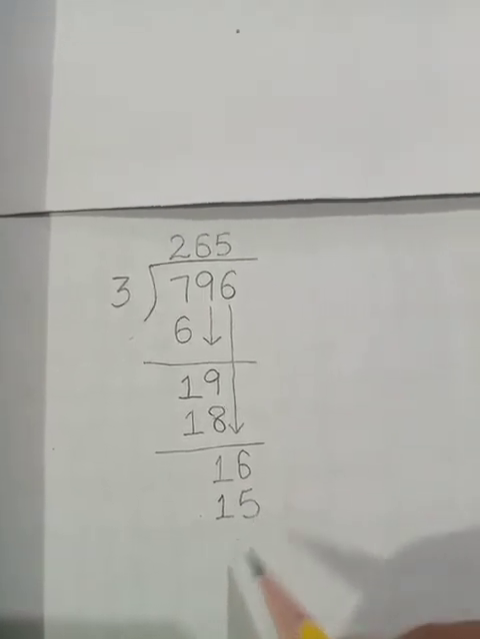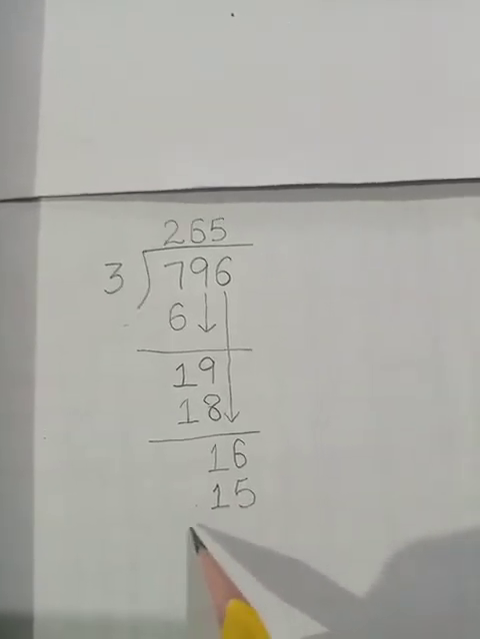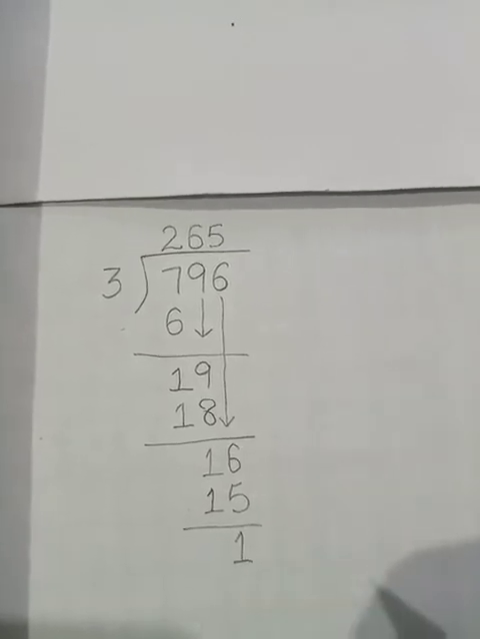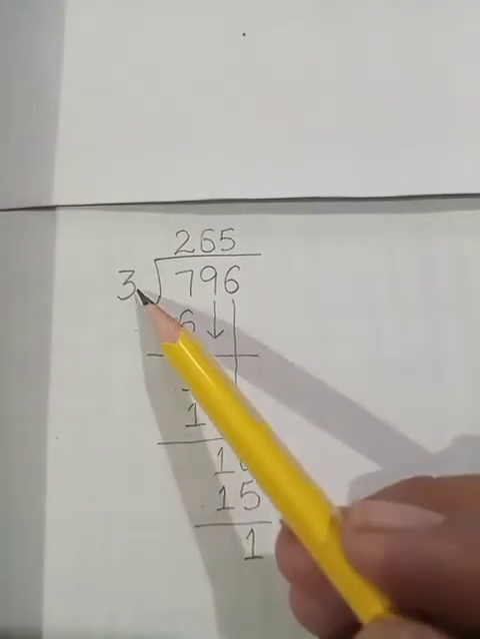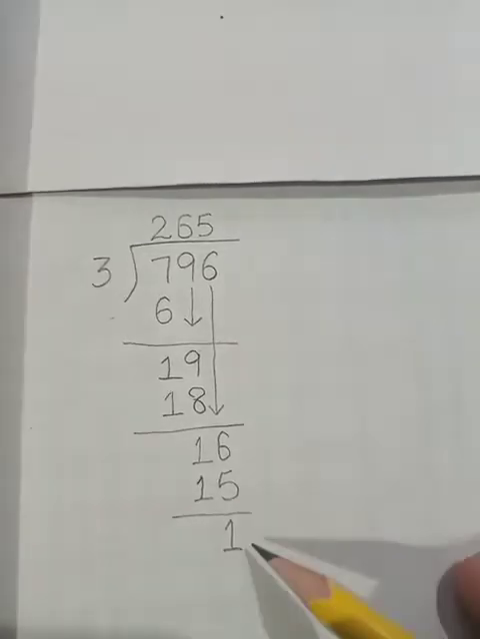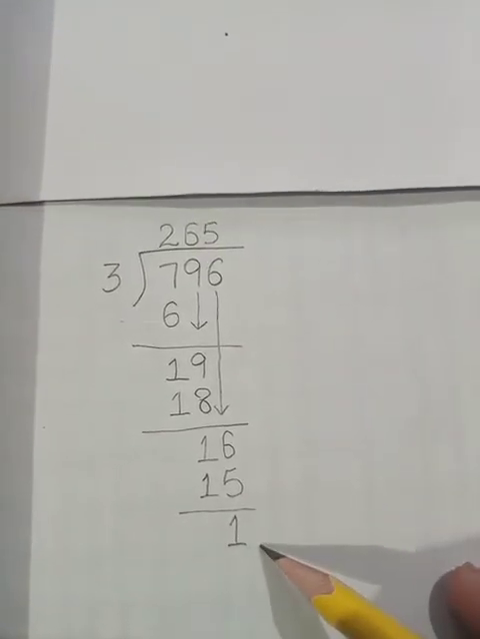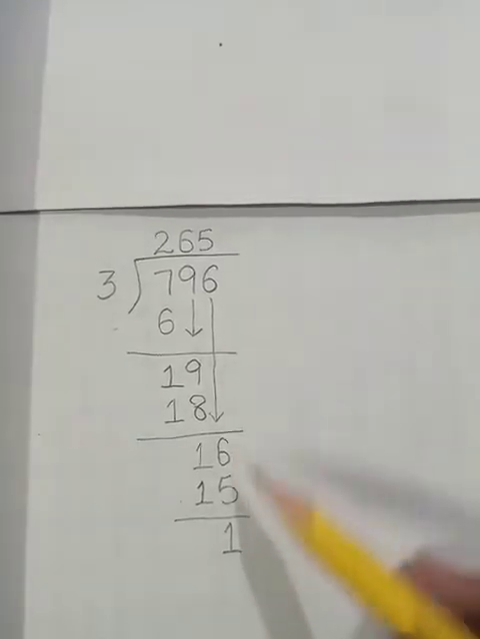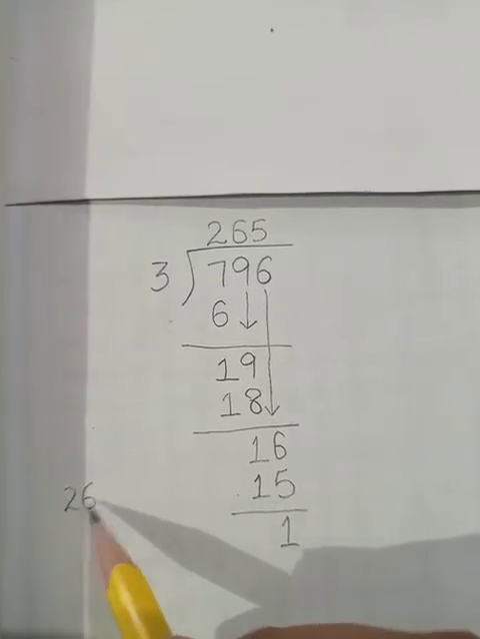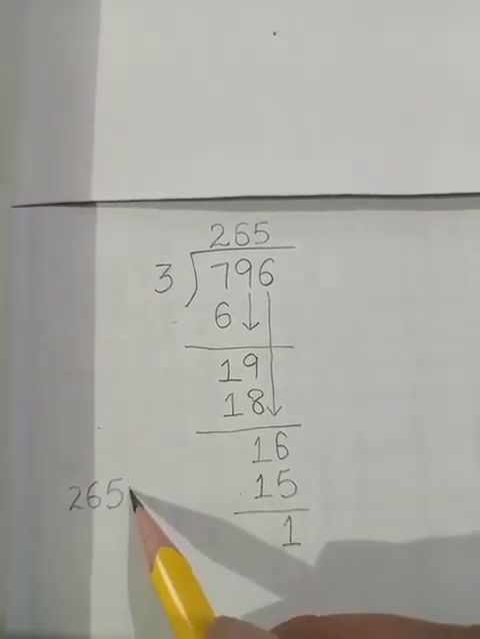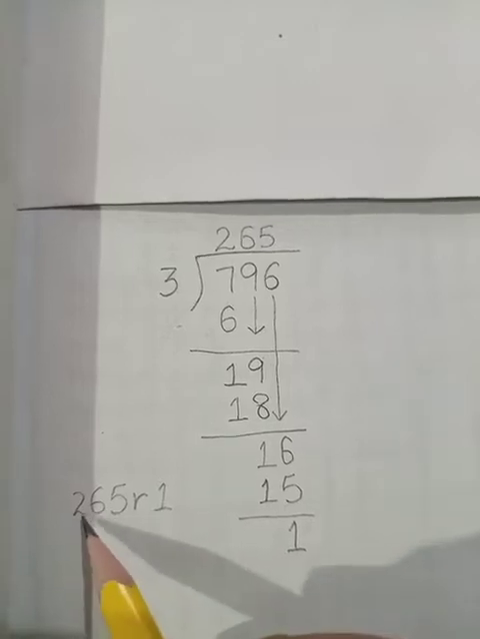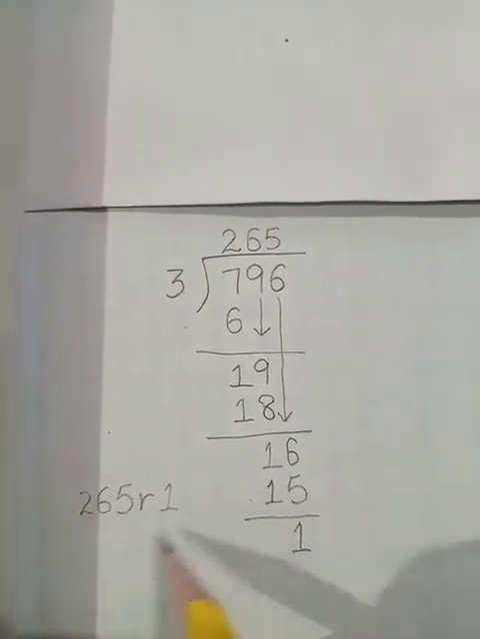Now look at this students. Here the next step is subtraction. When I subtracted these numbers, I was left with the remainder 1. Now students, this 1 is again smaller than the 3, but here I don't have any further digits to bring down. So this 1 will be my remainder. So students, I can write my answer of this division as 265. That is my quotient, and remainder, showing remainder with the small r, and my remainder 1 here. 265 remainder 1. This is my answer.